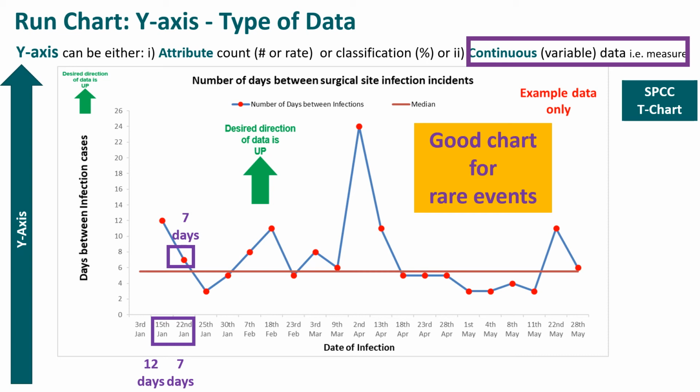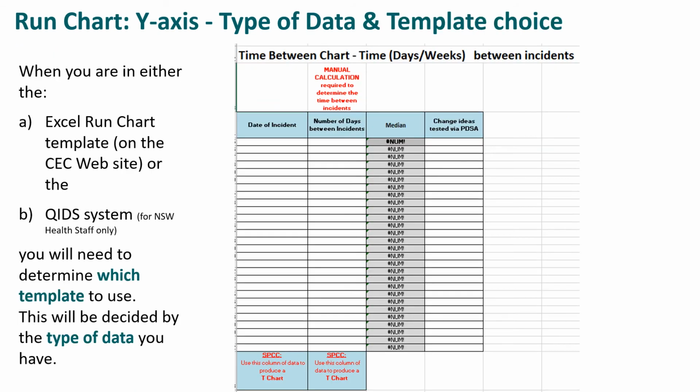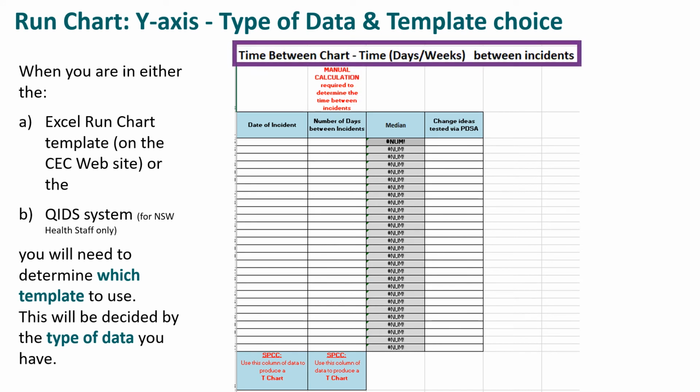This converts to a T-chart when we start to learn about statistical process control charts. And it's a very good chart for rare events. And this is the template that you would use if you wanted to chart some information around the time between incidents. You'll need to do a manual calculation to determine the time between the incidents in the column below.